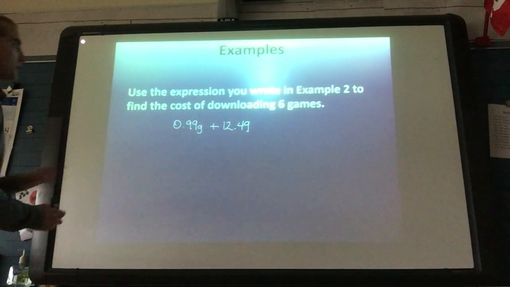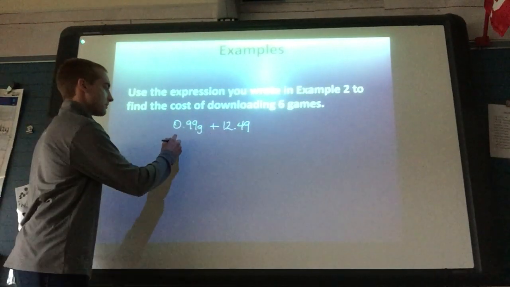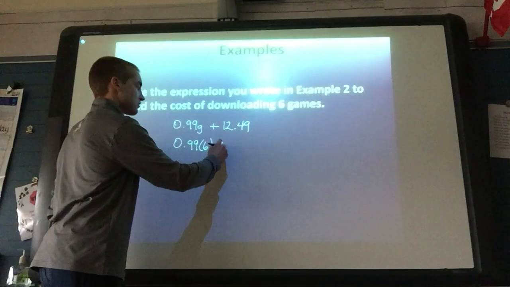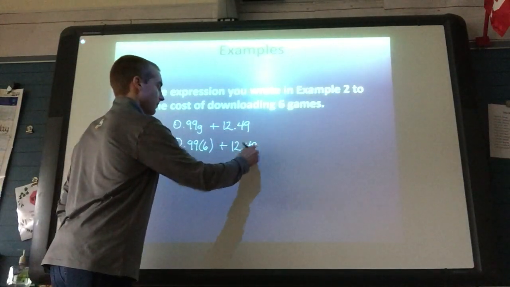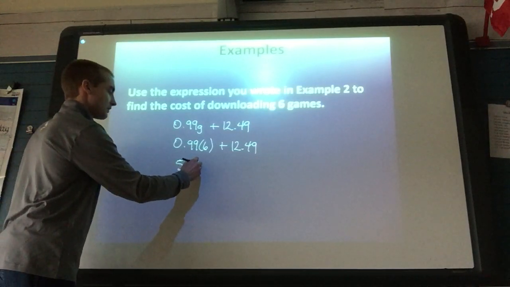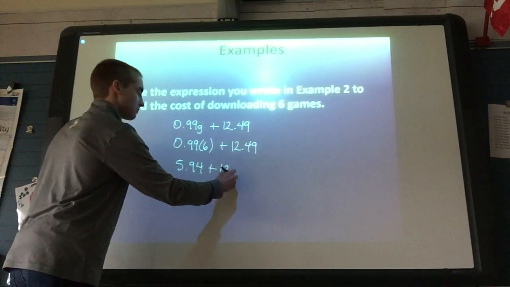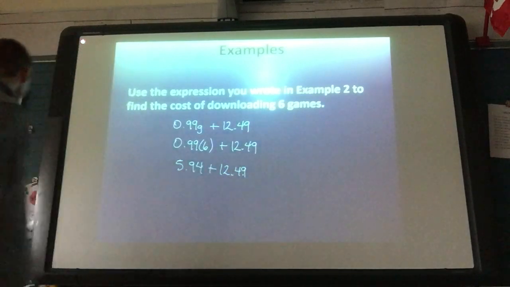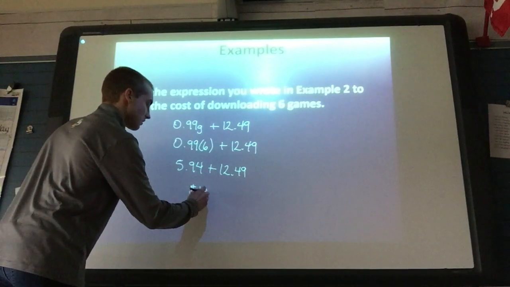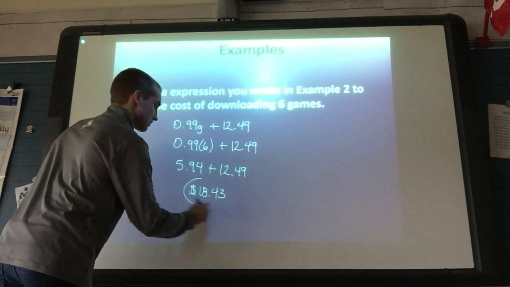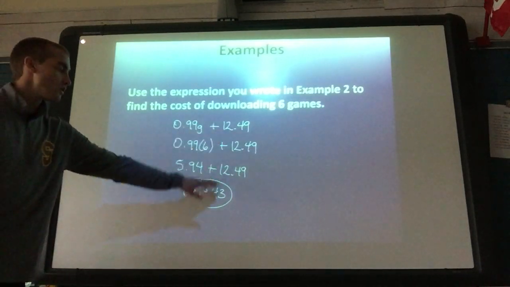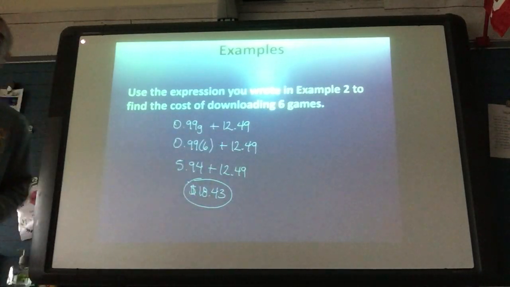Okay, so we're going to plug in 6 for G, so 0.99 times 6, and then plus 12.49. So 0.99 times 6, you should have got 5.94, plus 12.49, and then add those 2 together, and that's going to end up being $18.43. So take that expression we wrote, plug in 6 for games, and that should be your answer.